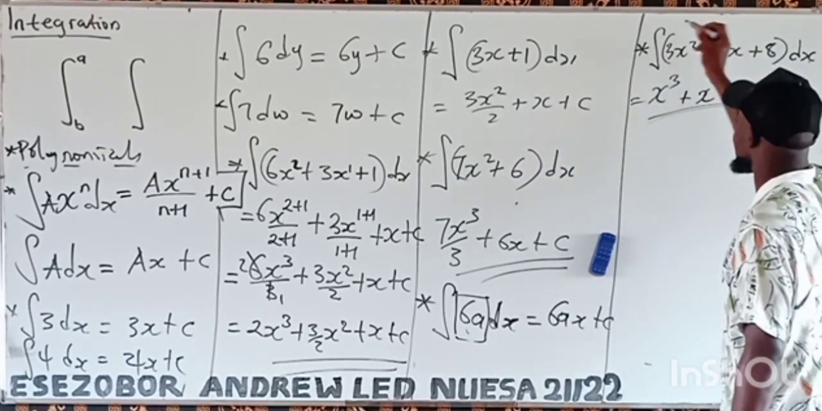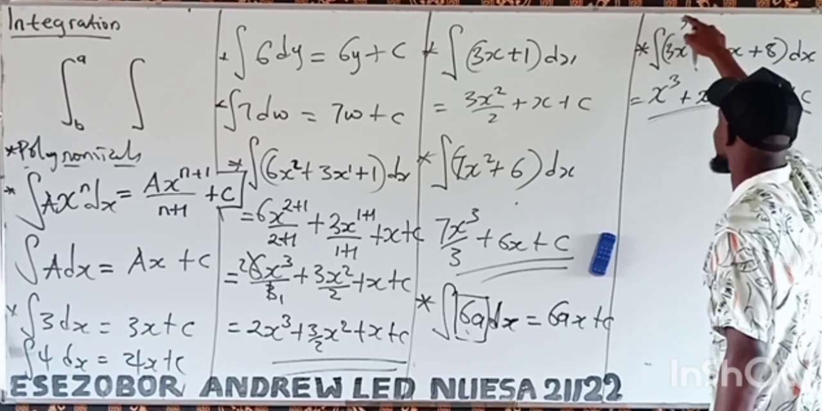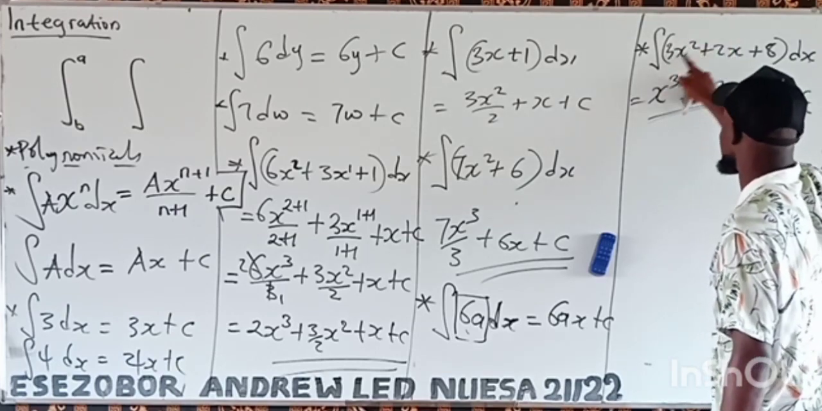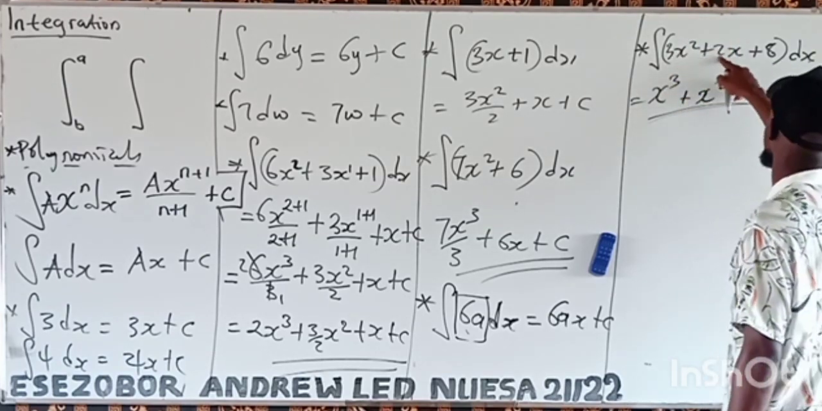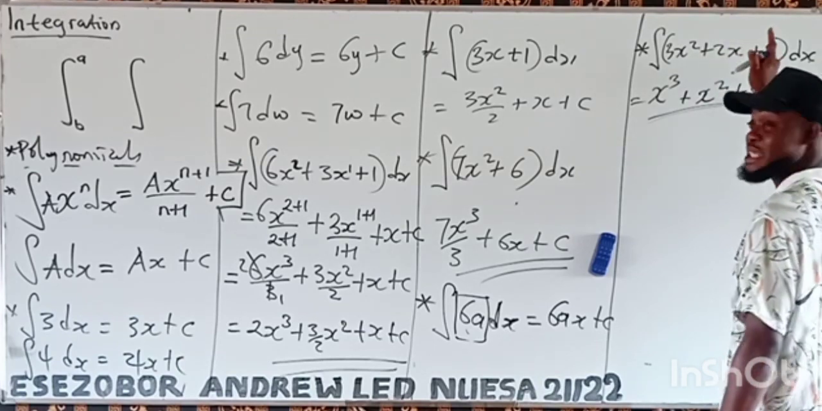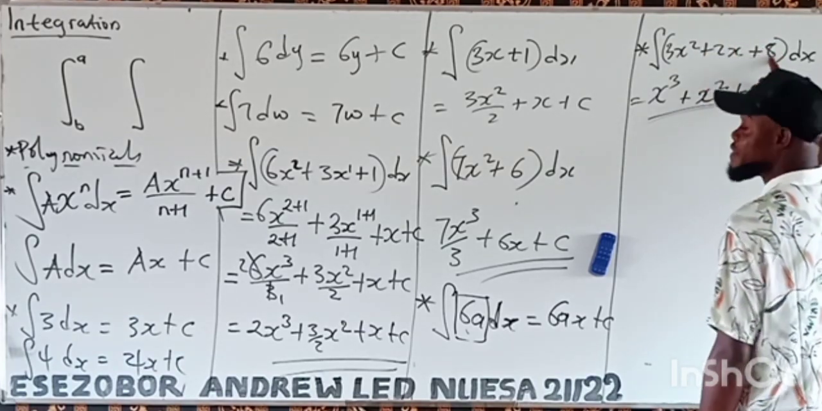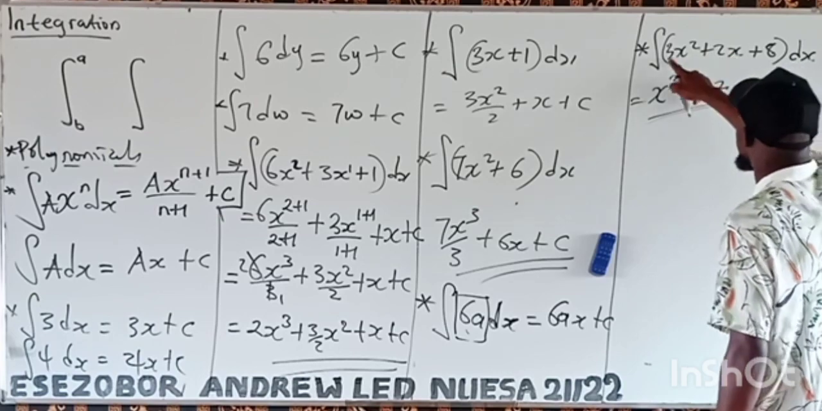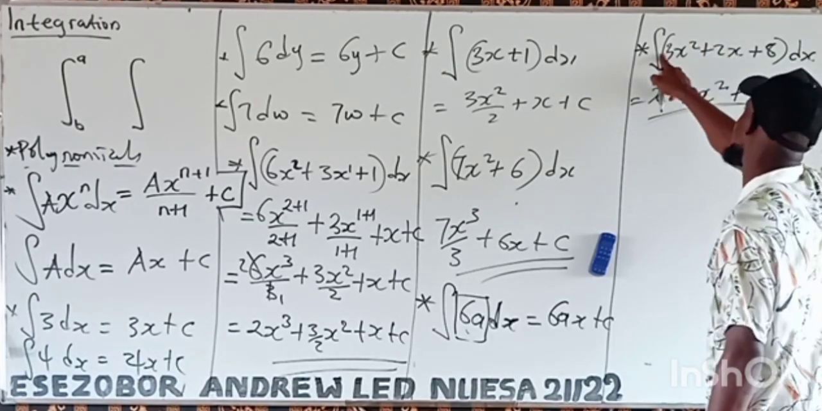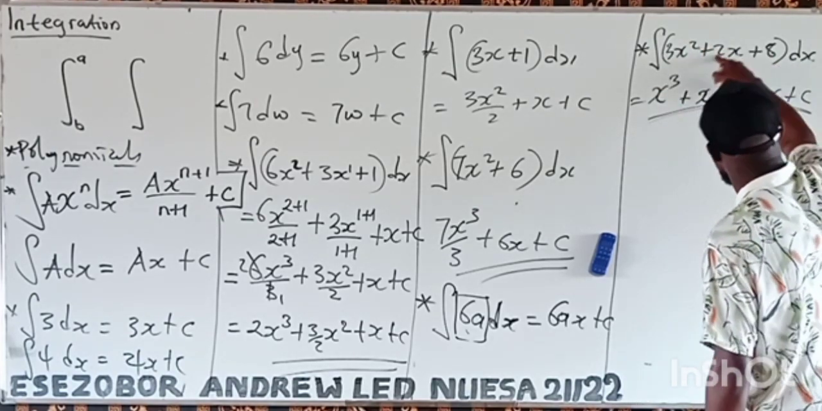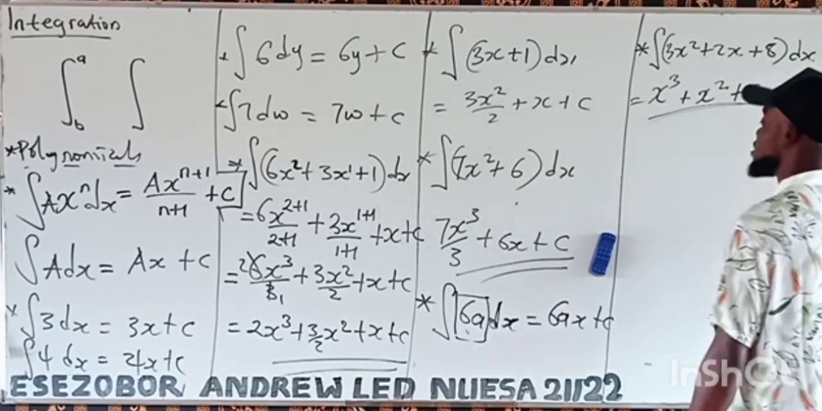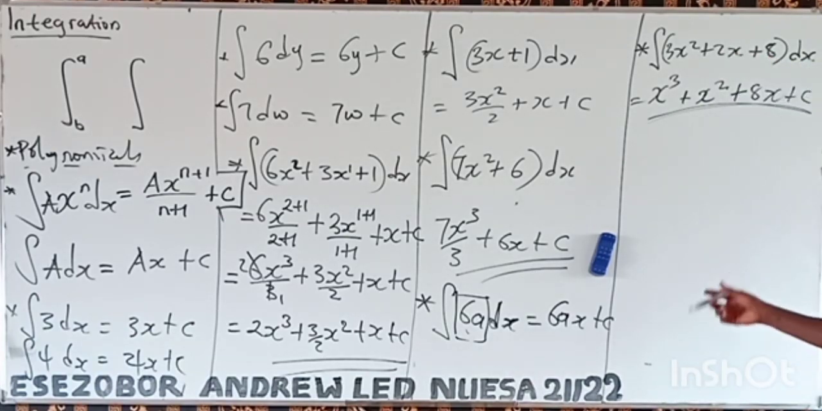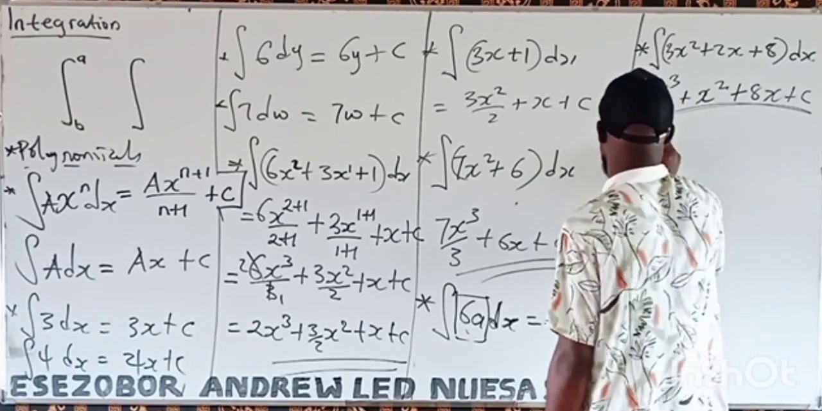Add on to this one now. Look at what you're going to have: 3s raised to power 3 over 3 plus 2s raised to power 2 over 2. Remember, you'll be adding 1 to the power. Plus this one doesn't have s, we need to multiply x. So 3s raised to power 3 over 3, 3 will cancel 3. 2s raised to power 2 over 2, 2 will cancel 2. 8 times s will give us 8x. That's all. Plus c. So let's solve more questions.